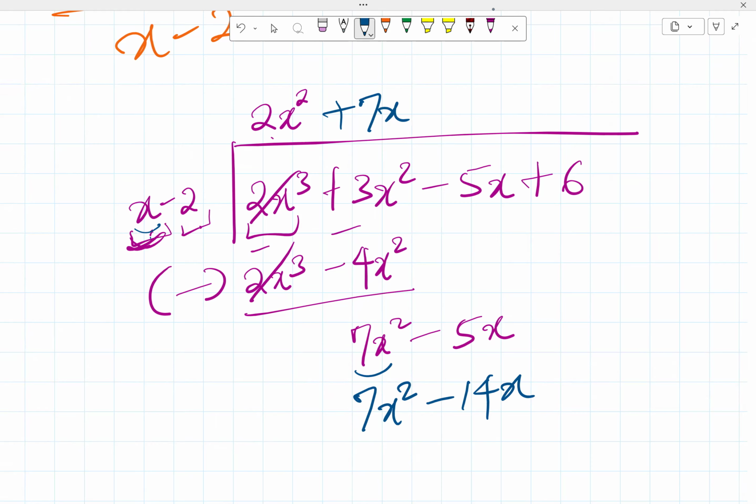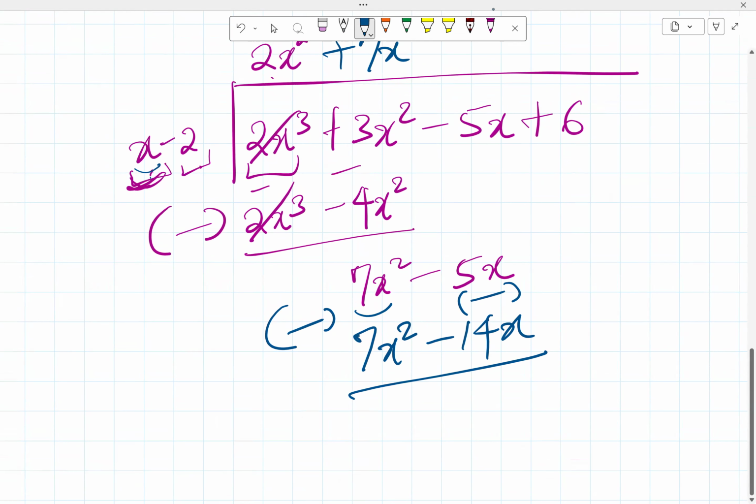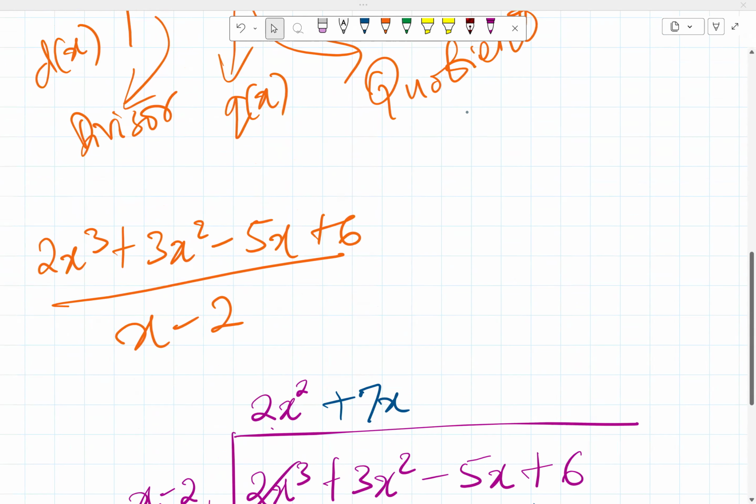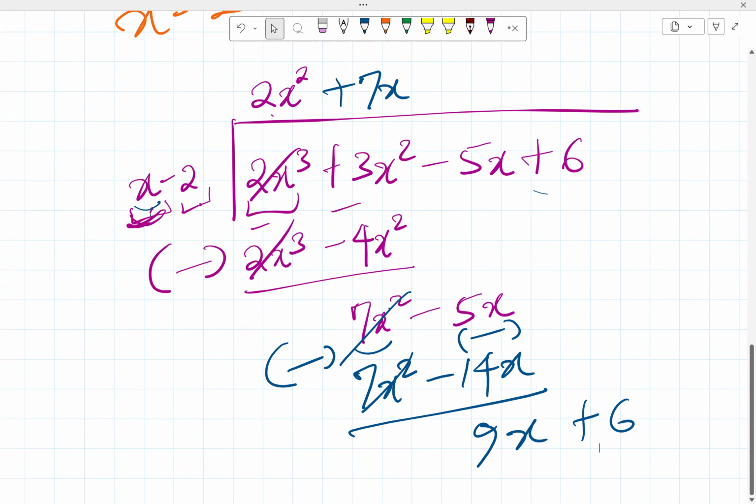Now we want to subtract again. So subtract, subtract. So you have 7x squared minus 7x squared. That will automatically cancel out. But here now you have minus 5x minus 14x. That's minus 5 plus 14. That is 9x. Okay? Now that you have 9x, then you bring down the last value. That's 6. Okay? Now that is done. So I'm going to change the marker again. So you get the gist. So now we go the next level.